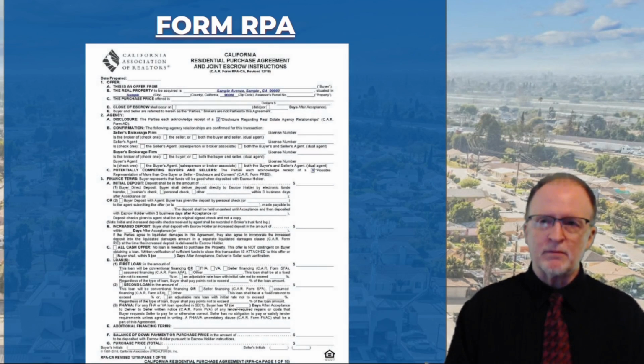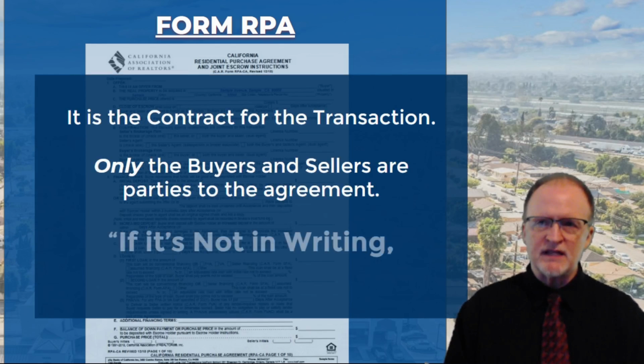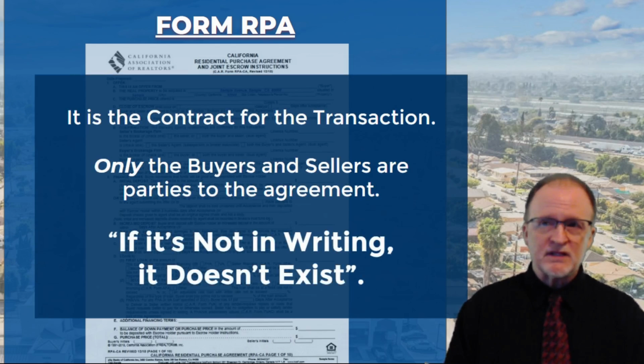Here's page 1 of the RPA. The RPA is the actual contract for the transaction, and only the buyers and the sellers are parties to the agreement. Brokers and their agents are not parties to the agreement. It's between the buyer and the seller. And a good rule of thumb is if it's not in writing, it doesn't exist. So if it's not in this contract, either as the contract the way it's originally written, or as an addendum, or as a counteroffer that's been approved, then it isn't part of the transaction.